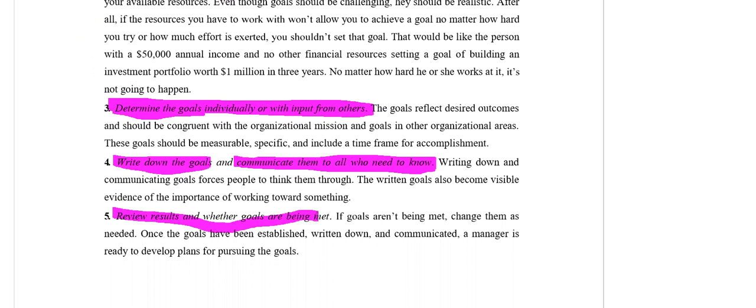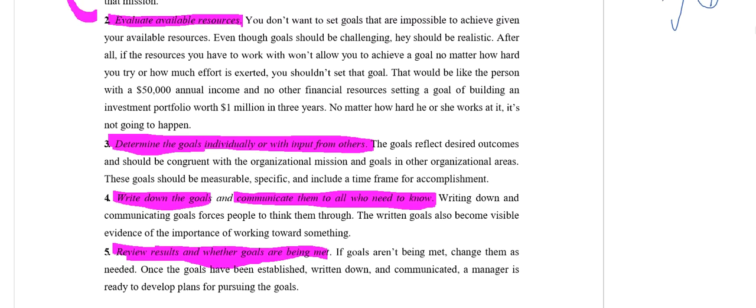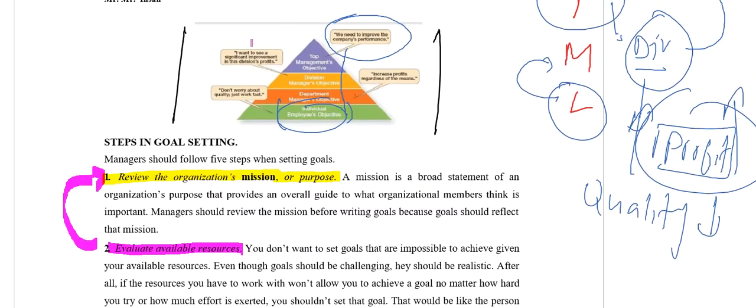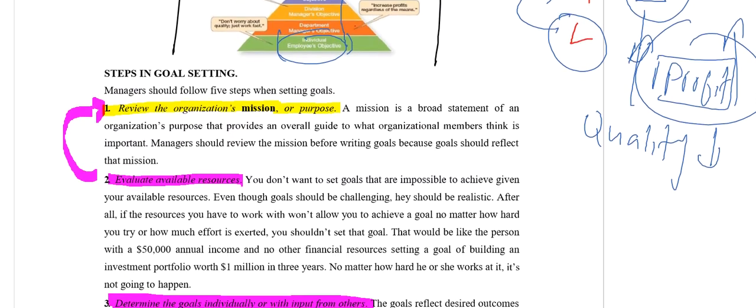And at the end, when the goals are set and the performance is made, we have to evaluate and review the results, whether we have achieved the goals or not. So this is the traditional way to set the goals. We have understood it from the diagram, and then we tried to understand the steps of goal setting.